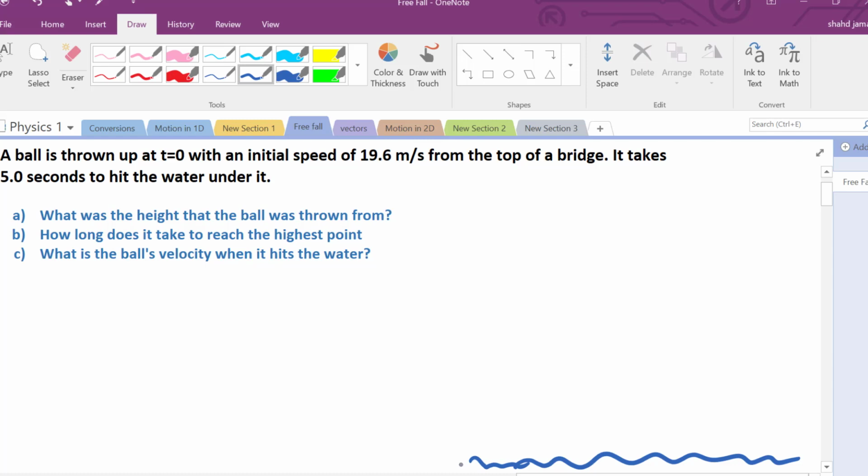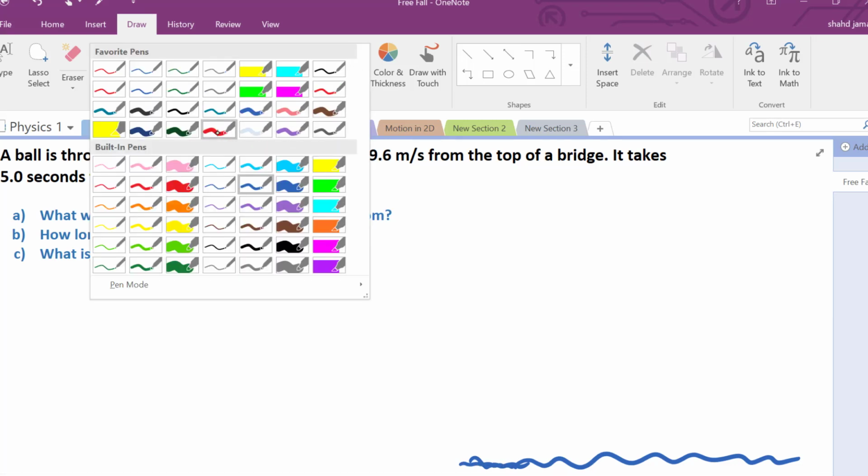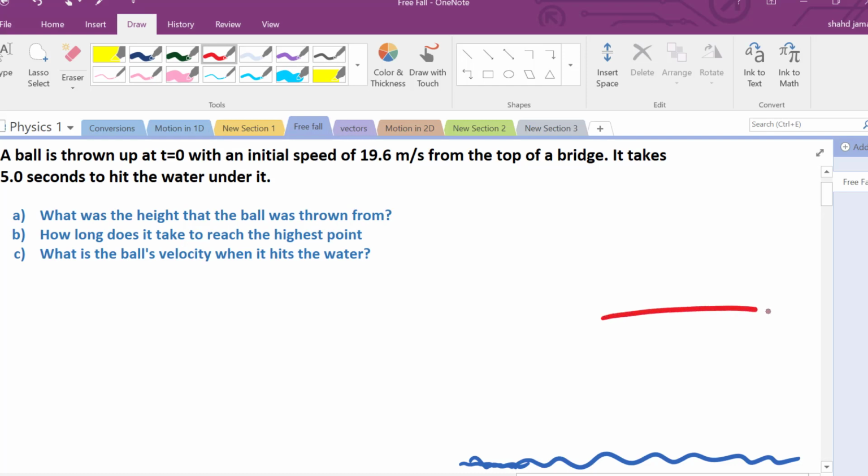So here's the water, and it's from the top of a bridge. Okay, let's assume this is the bridge. And someone is standing on top of this bridge and is throwing a ball upwards with an initial speed of 19.6 meters per second. It takes 5 seconds to hit the water under it. So t final, or the time it takes to reach the water, is 5 seconds.